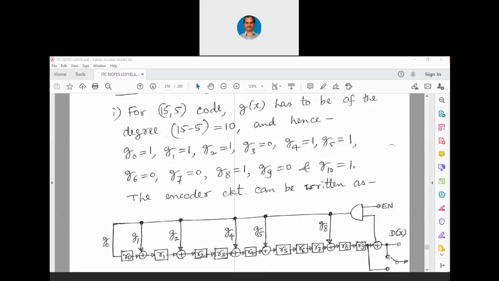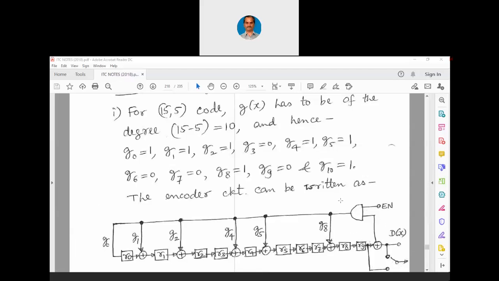For the initial clock cycles until the data vector is present, the switch will be connected to this portion, and later on for all the check bits, the switch will be connected to this portion, and for the next each clock cycle, the stored check bits are going to be transmitted through the switch to the channel. We have already seen this type of circuit earlier.